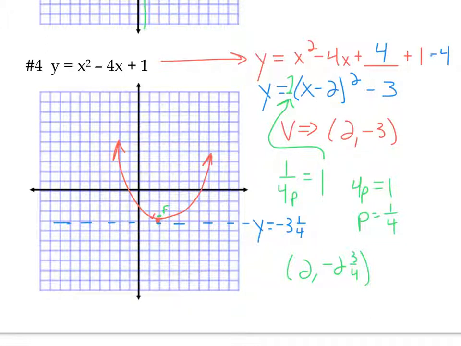So we want to make sure we know how to take those standard equations, know how to use the h and the k with the vertex, and the p-value, the distance that the vertex is from the focus and directrix. Remember, the focus and directrix are always at the same distance from the vertex. The vertex will be in the middle of them.